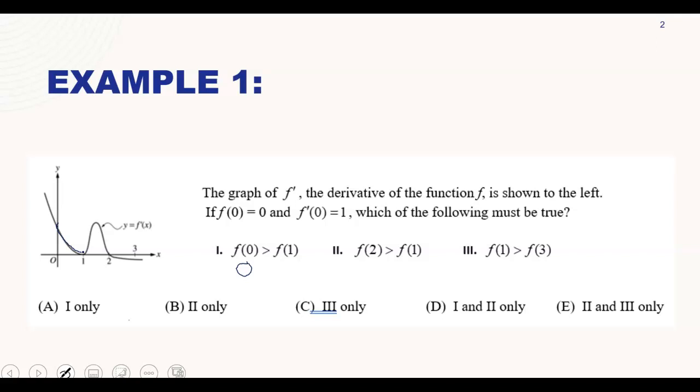If the original graph f of 0 started at 0, but the derivative tells us that it's increasing and concave down, and 1 is a potential extrema, is f of 1 going to be greater than or less than f of 0? Yeah, f of 1 has to be bigger, which means it cannot be the letter f. So now anything that has Roman numeral 1 cannot be an answer.